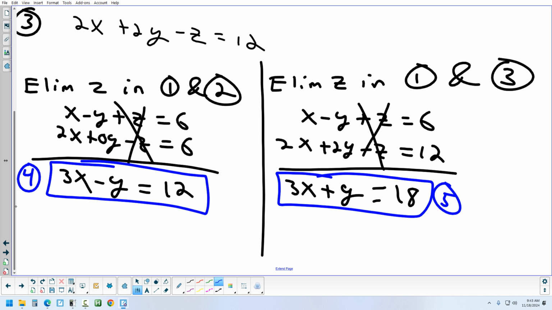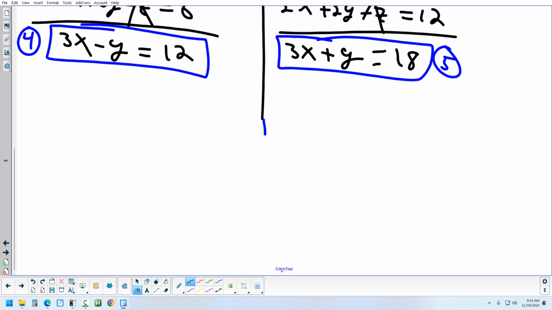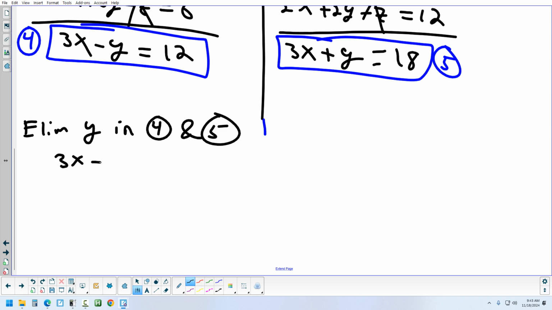All right, so now we're going to use equations 4 and 5. And I think here there's a pretty obvious choice which letter we would want to try to eliminate. Because if you just add them together, the y is just gone automatically. So this one's working out a lot easier. So let's eliminate y in 4 and 5. Okay, so 4, 5.